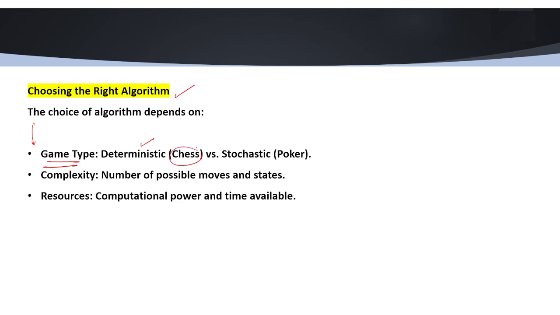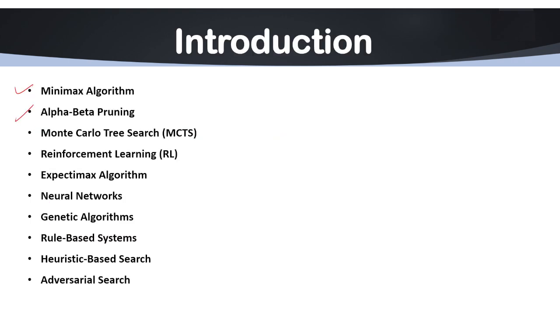So deterministic games like chess, okay? Stochastic means poker. Another is the complexity, number of possible moves or states. Let's say if you are using tic-tac-toe, or if you are making a game of chess, all the games have different complexity, right? Another is the resources. So computational power and time available for a game is taken under the category of resources. So every time you want to create a game with AI, you must follow these three criteria.